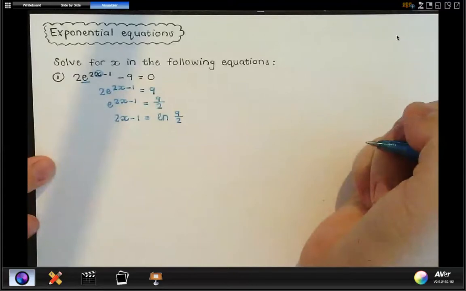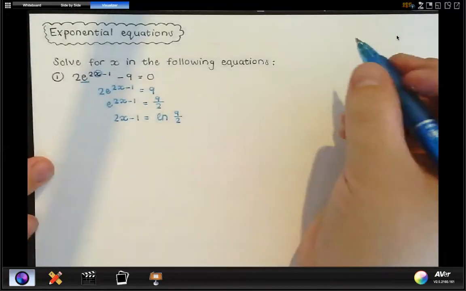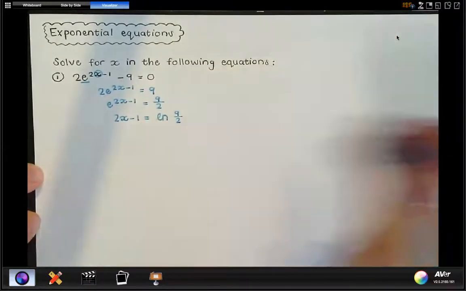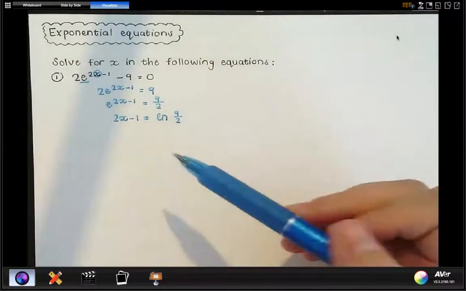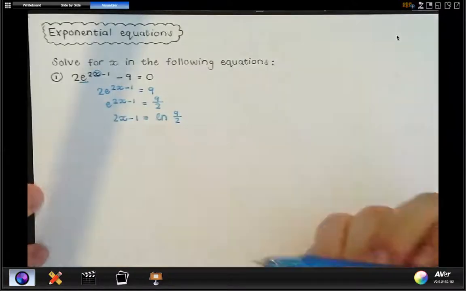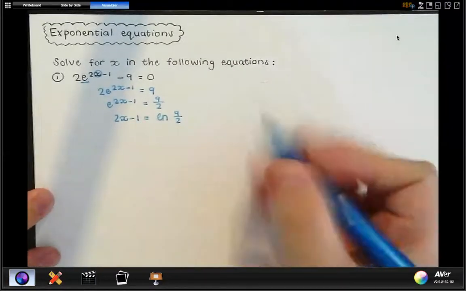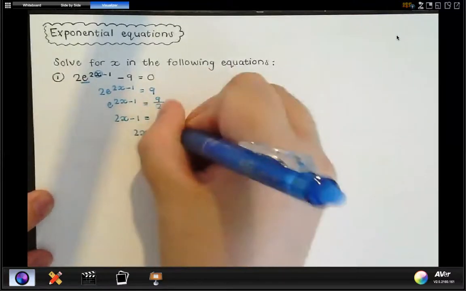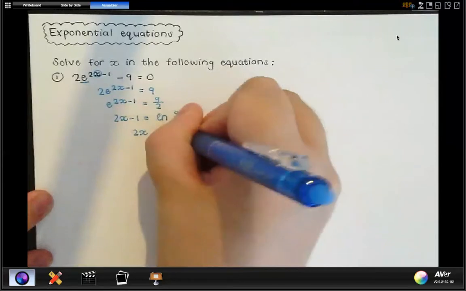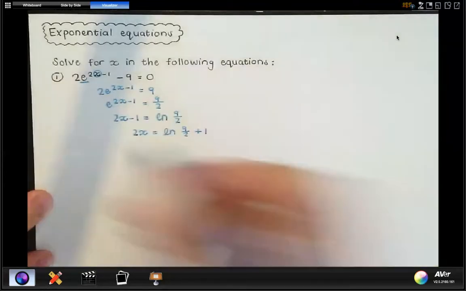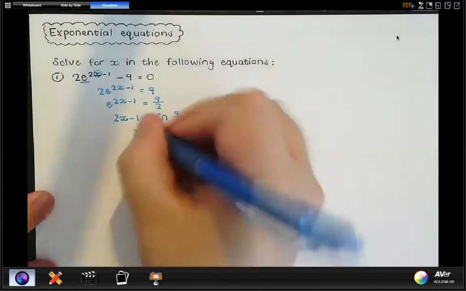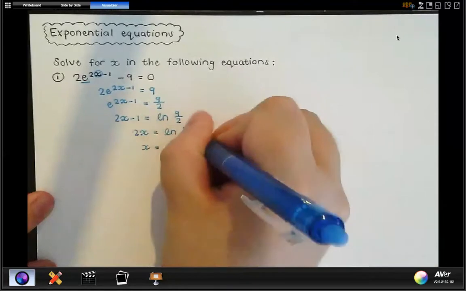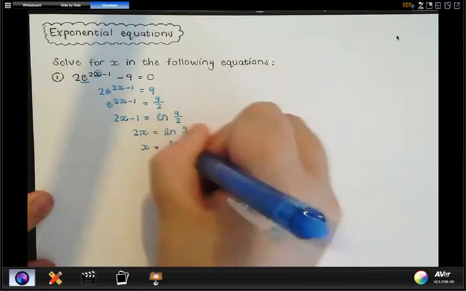All right. Now from here, you can calculate this if you want to, but then you're going to be working with decimals. So I would suggest that you actually keep writing your answer in terms of ln, and we're just going to solve for x. So minus 1 is going to become plus 1. So we're going to have 2x is equal to ln of 9 over 2 plus 1. And now to get x on its own, we need to divide that whole thing by 2. So x is going to be ln of 9 over 2 plus 1 over 2.